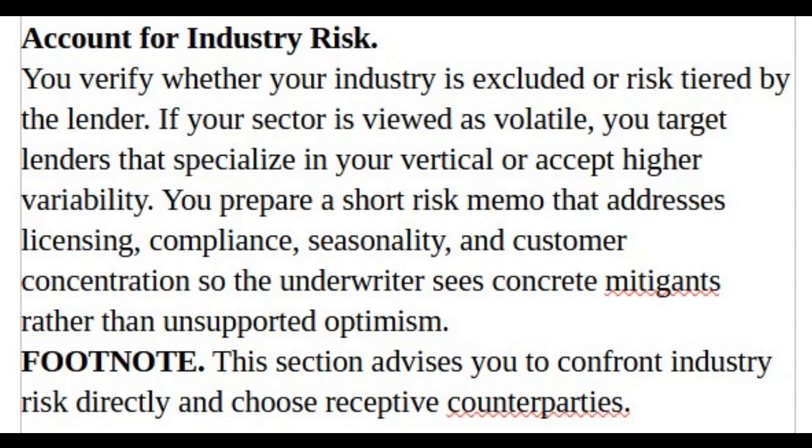Account for industry risk. You verify whether your industry is excluded or risk-tiered by the lender. If your sector is viewed as volatile, you target lenders that specialize in your vertical or accept higher variability. You prepare a short risk memo that addresses licensing, compliance, seasonality, and customer concentration so the underwriter sees concrete mitigants rather than unsupported optimism. Footnote. This section advises you to confront industry risk directly and choose receptive counterparties.